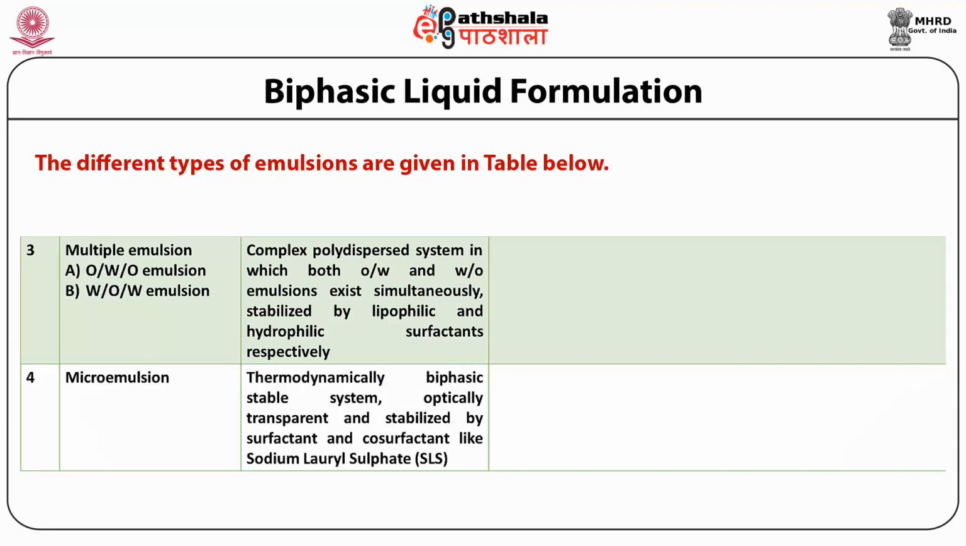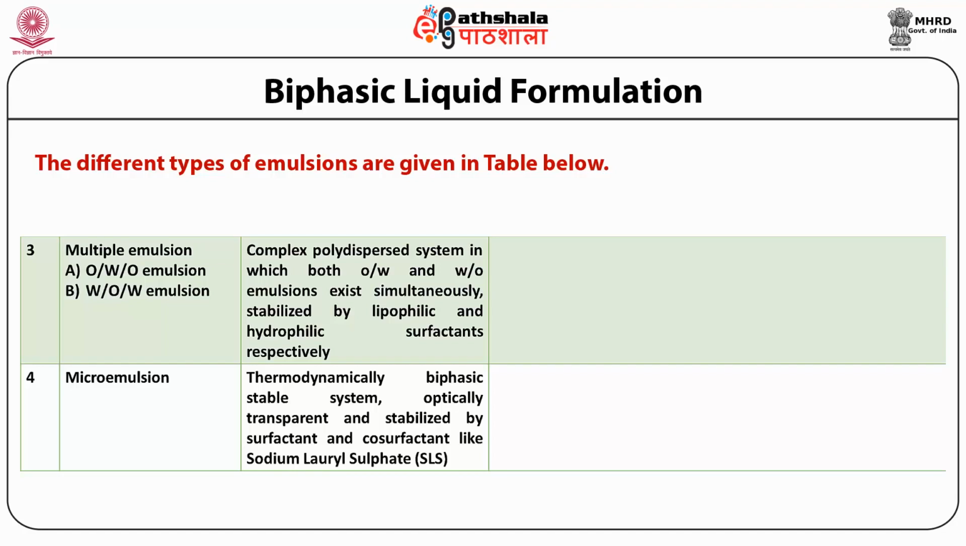The fourth type of emulsions are the microemulsions. They are thermodynamically biphasic stable systems which are optically transparent and are stabilized by a surfactant and a co-surfactant like sodium lauryl sulfate or SLS.